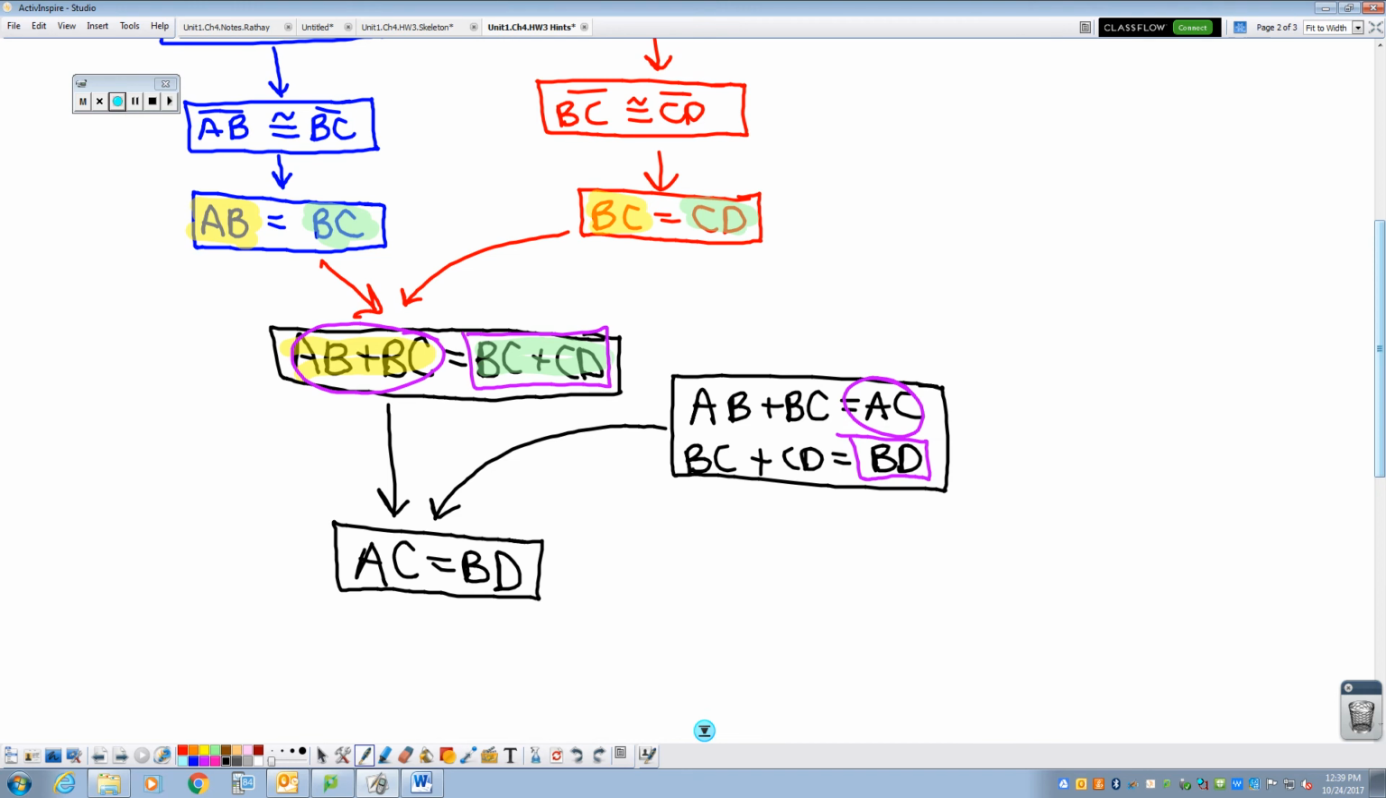So we're all set with this one. Long, lengthy, but that's the full proof. So go back and fill in all of the missing reasons.